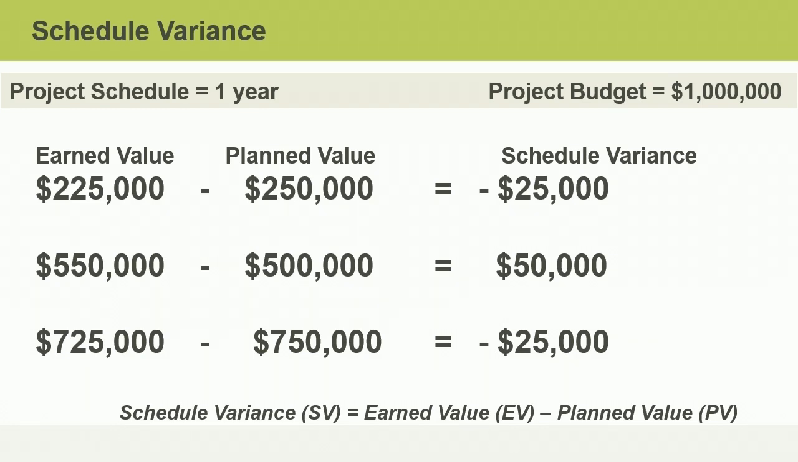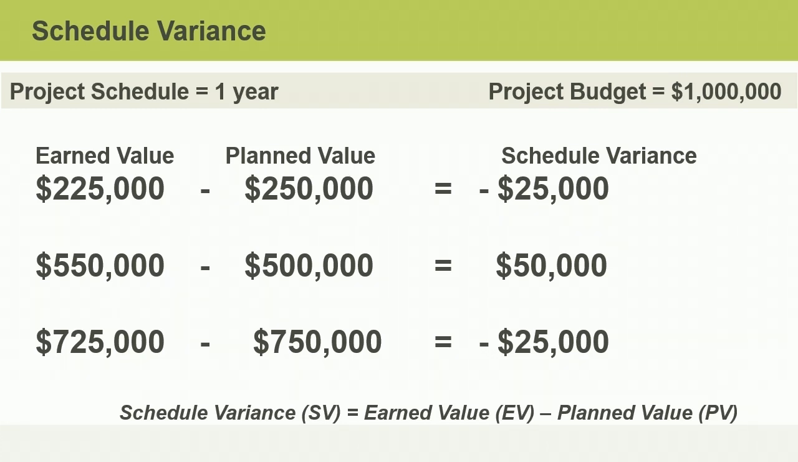To calculate the schedule variance, or SV, you subtract the planned value, or PV, from the earned value, or EV. Let's use an example where the planned value of the project is $250,000 and the earned value is $225,000. Can you determine the schedule variance, or SV, in this example? You may pause the video at any time to determine the answer, and then resume the video when you're ready to hear the correct answer.